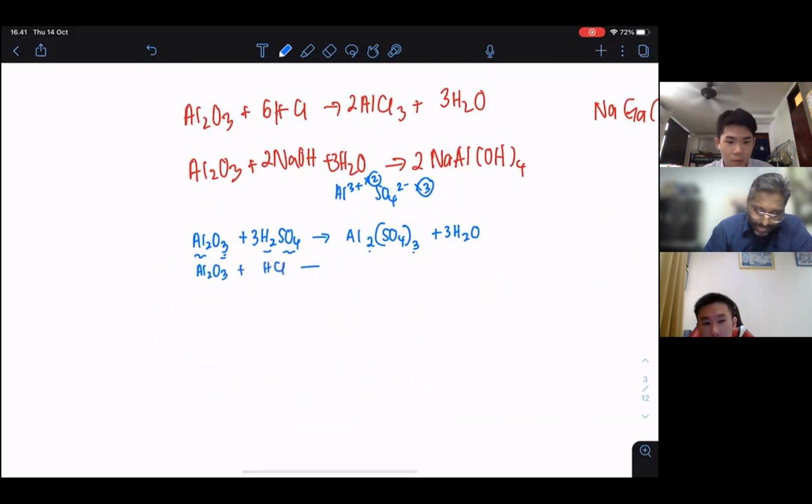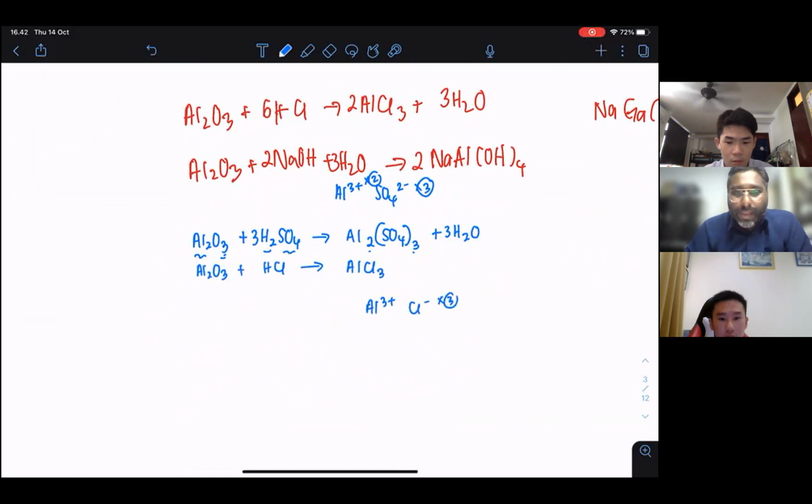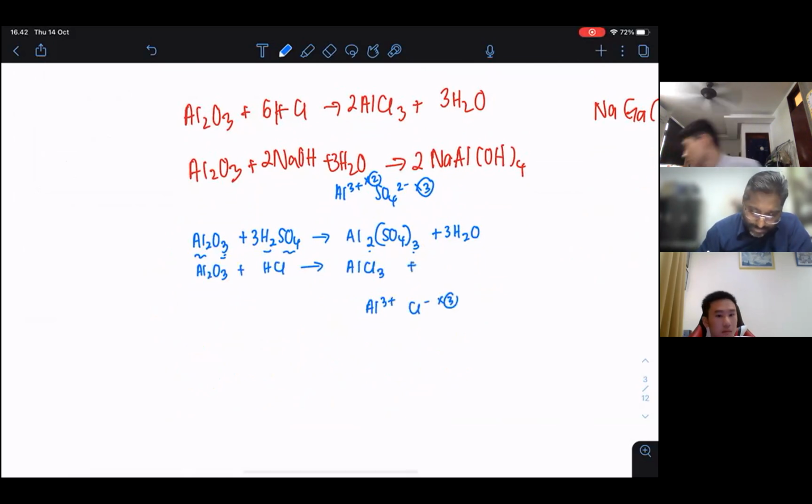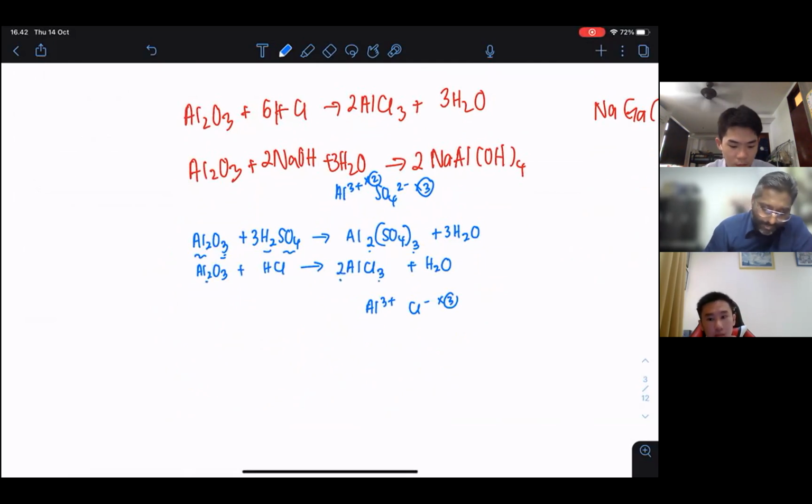They will give you aluminium as Al3+. So AlCl3, Al3+ with Cl- times 3, plus water. And you balance this up. There's 2 aluminium, so I put 2 there. Here you have 6, so I just need to put 6 here. Here 6 hydrogen, so it means I need to put 3 there. It's done. But do remember, this is for aluminium.